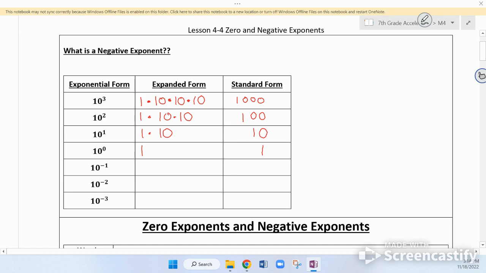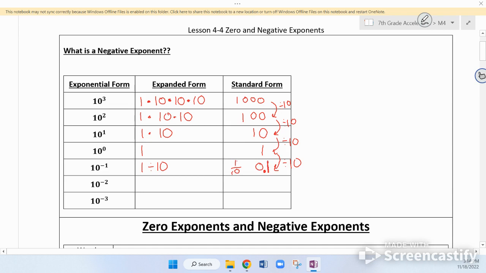And then if we keep going, when we continually go down, what's the pattern here? It's kind of like divide by 10, divide by 10, divide by 10. So we'll keep that pattern going, divide by 10. So this is going to actually be 1 divided by 10, or 1/10, or 0.1.